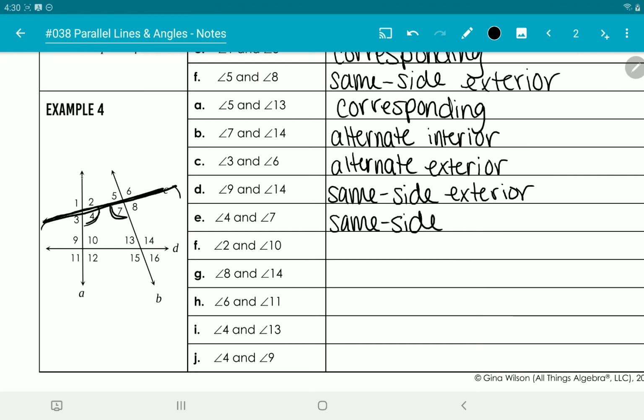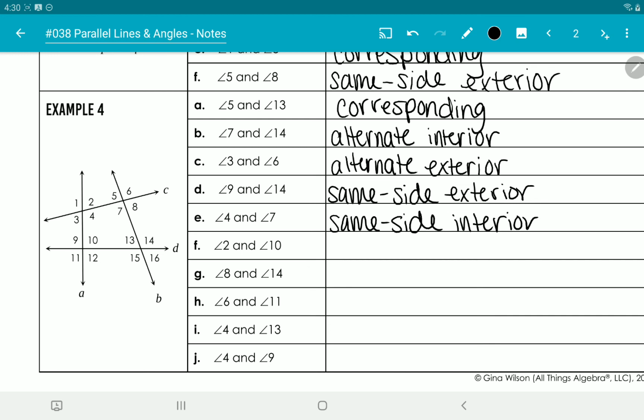And you can kind of see, you can close them in between those two lines because they're on the interior. So they're on the inside of those two lines, so they're on the interior. So they're same side because they're both on the bottom side of this transversal, and they're on the interior of those two lines that it intersects.